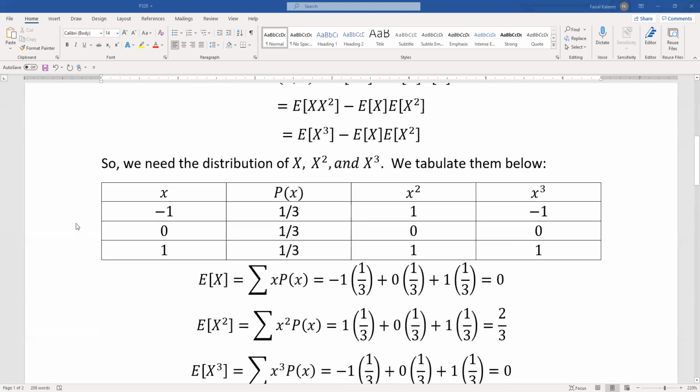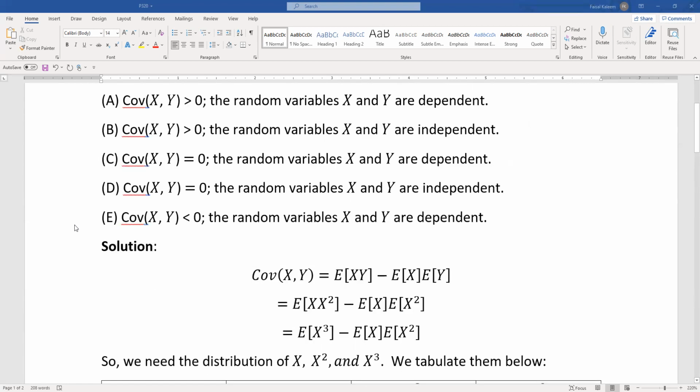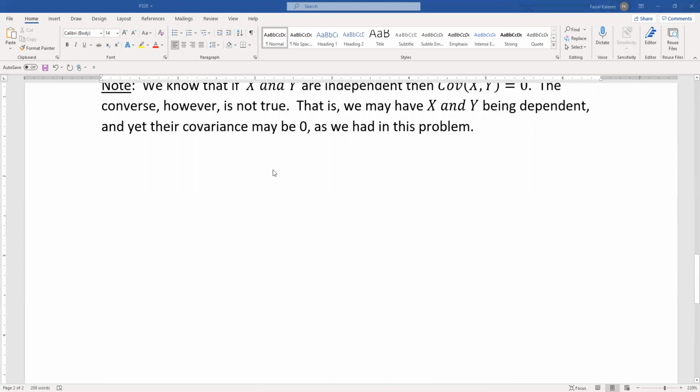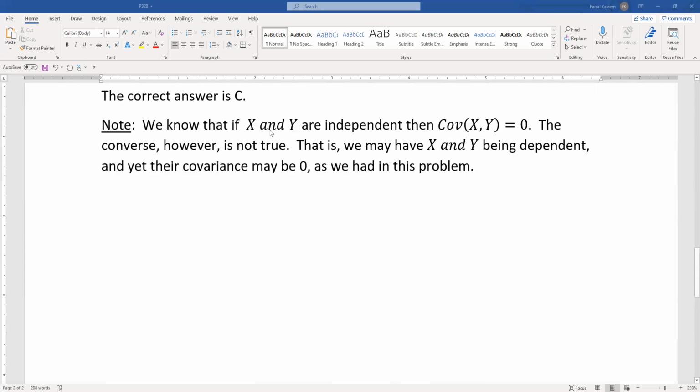There are two things that we have to answer. What's the covariance? We found covariance is 0, so it's C or D. Now we have to determine whether x and y are dependent or independent. Just a word of caution. We've been saying all along that if x and y are independent, then their covariance is 0. That's something I mentioned in the note at the end, and something we've used quite a few times already in these problems.